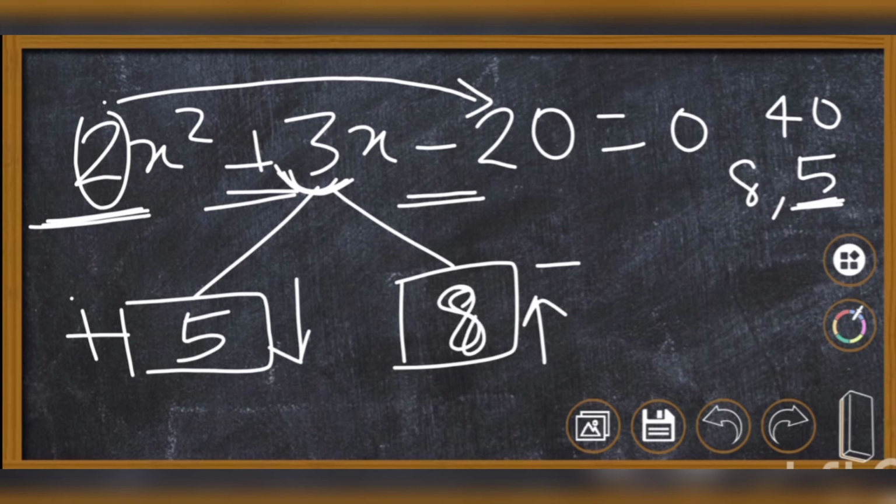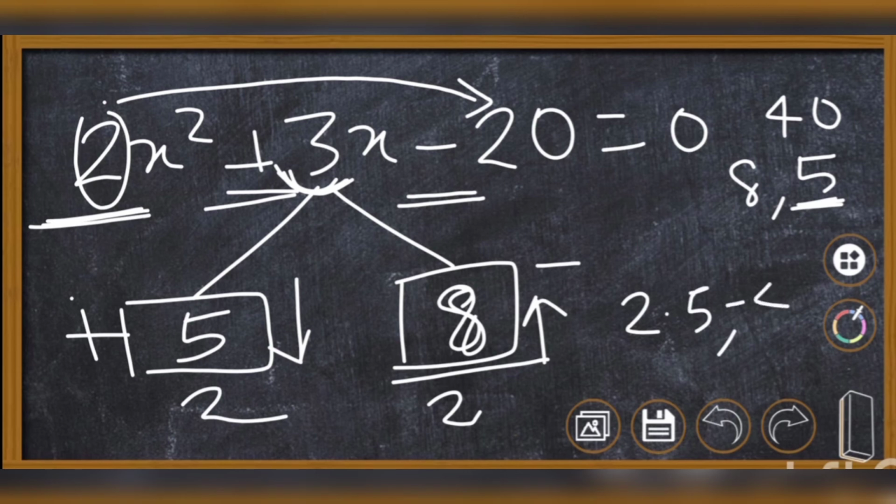Easy enough. But the answer is just divided by the coefficient of x square, that is 5 divided by 2 and 8 divided by 2. Okay, now when we get this, we have to divide the number by the coefficient of x square, that is 5 by 2 and 8 by 2, which gives 2.5 and minus 8 by 2, that is minus 4.